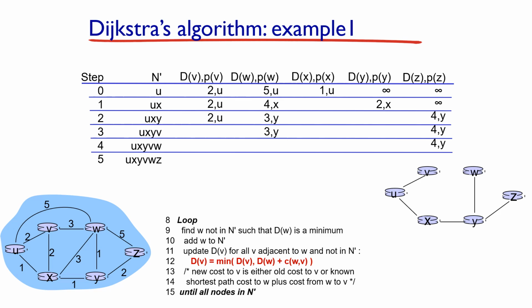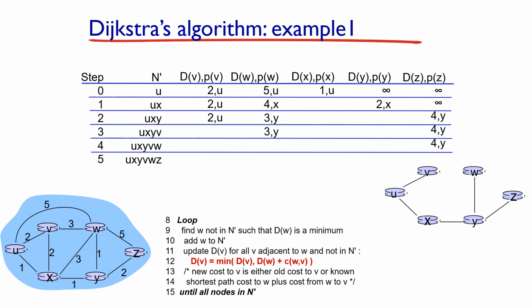The previous value of d(y) is infinity. So the minimum of either infinity or, is there a path from u to y through x? Yes, it is there: 1 plus 1, 2. So 2x or infinity, whichever is minimum, that is copied into the next row. So 2x is minimum. Still, we are not able to find a path to w, so it is filled with infinity.